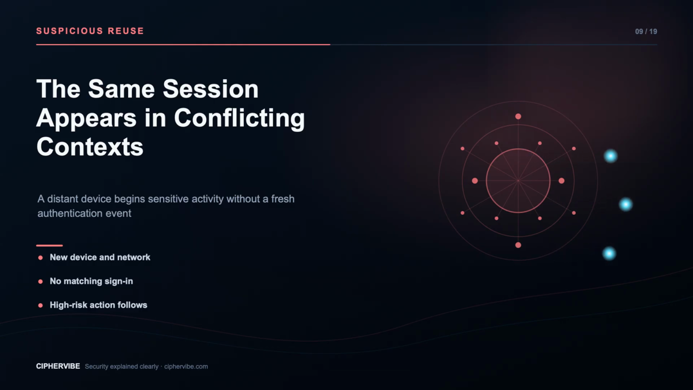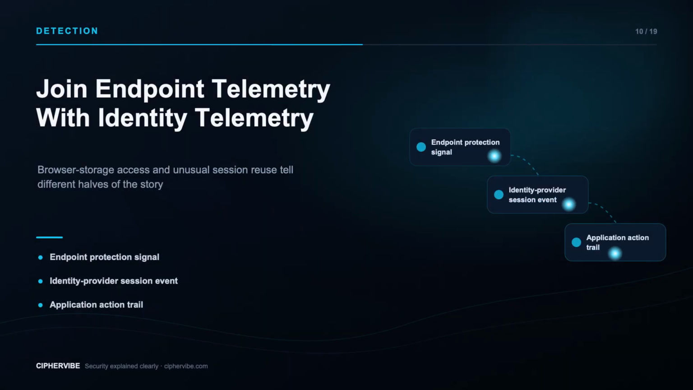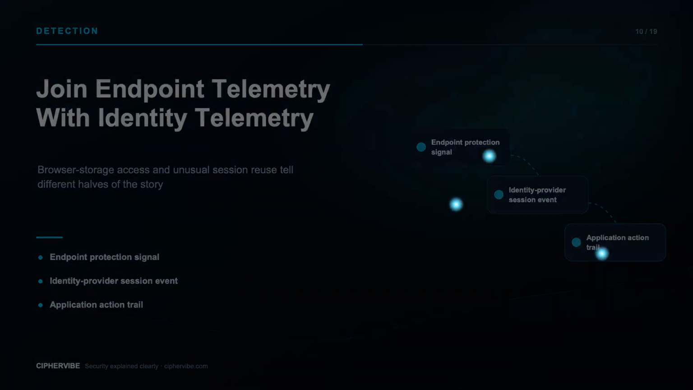The strongest signal is not simply a new IP address, it is the conflict among session continuity, device context, authentication history, and sensitive behavior. MITRE highlights suspicious access to browser session storage or browser process memory as endpoint evidence, and token reuse from unusual clients or locations as identity evidence. Join endpoint, identity provider, application, and network telemetry so a device compromise can trigger session investigation before account abuse expands.